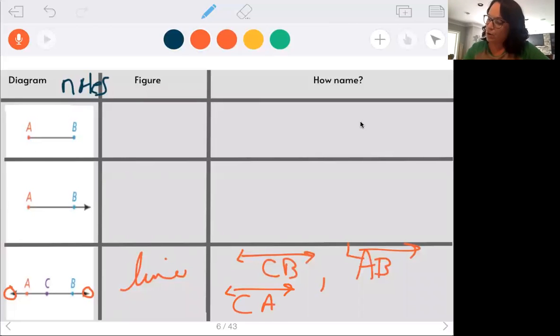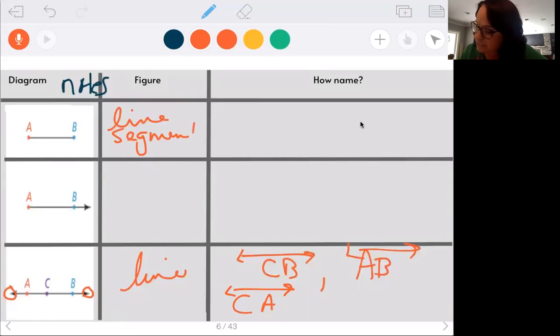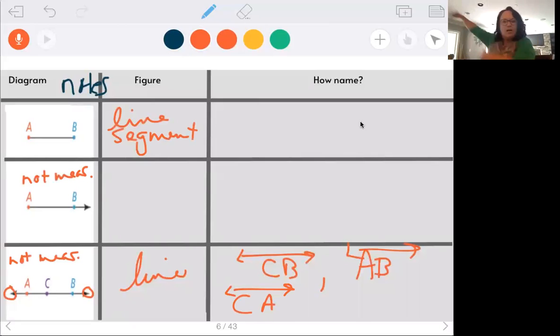Now this one up here is called a line segment. Now it is measurable. Lines and rays are not measurable. We can go ahead and put that on here. The reason we can't measure them is because those arrows indicate going on forever. A line segment can be measured. How do we name it? It's finite in length. We'll talk about lengths of them tomorrow. But we pick the letters that are on the endpoints.